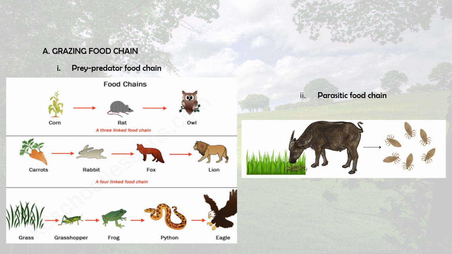But here is the catch, that they do not kill the host. They just live on them and acquire food from them by causing some damage, little damage, but they don't take their life. So this is the parasitic food chain.